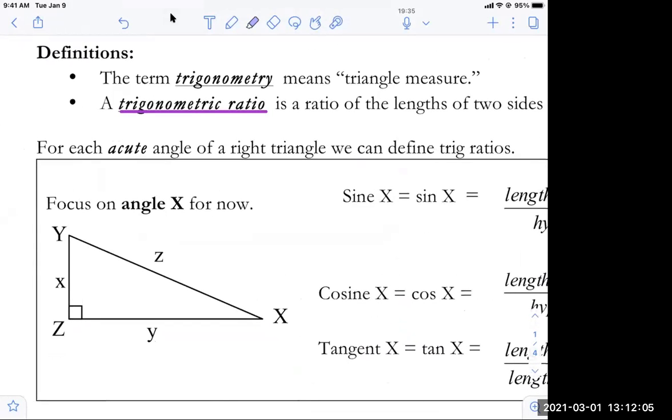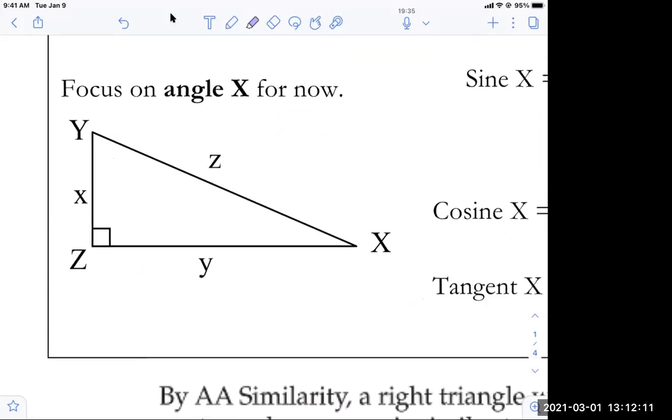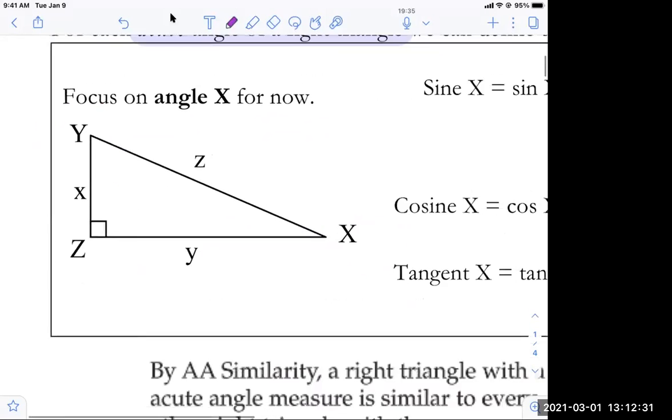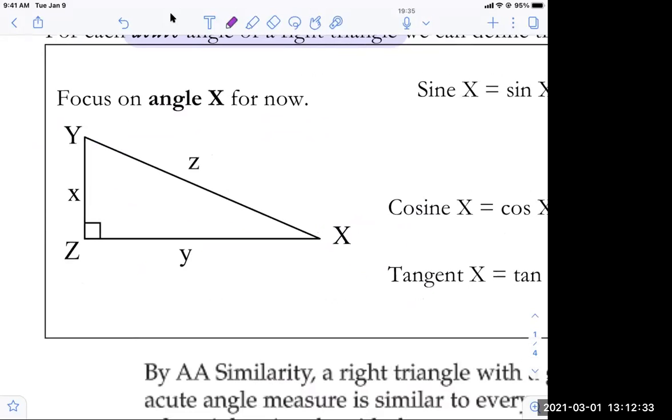So when you're doing trigonometry, you're looking at an acute angle of a right triangle. So here's a right triangle. The standard convention is that when you name an angle with a capital letter, the side across from it gets the same letter but lowercase. Notice how we've got capital Y is the vertex, across from it is lowercase y. So this is triangle XYZ. I want you to look at angle X.